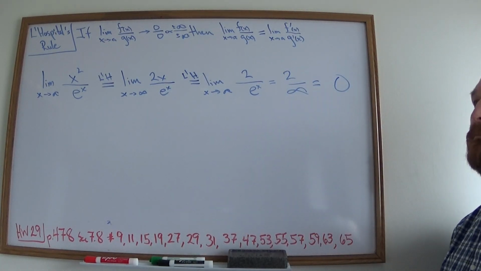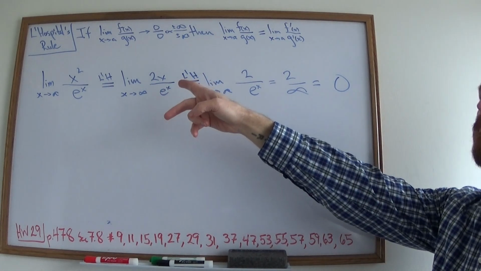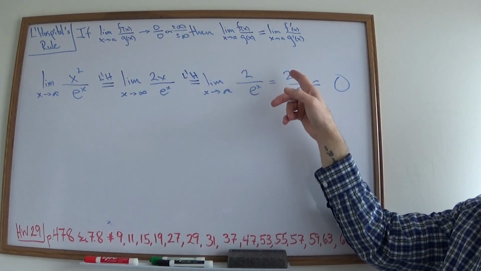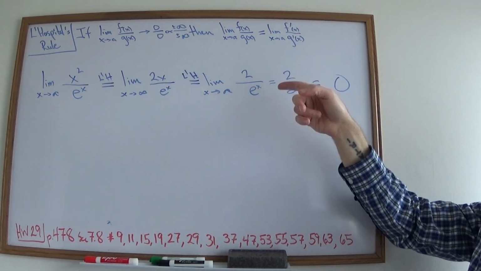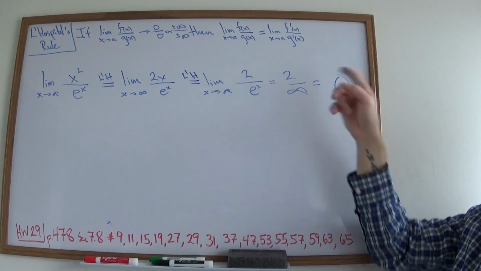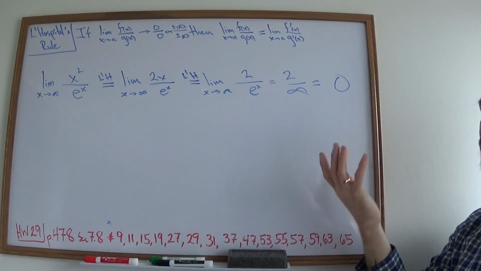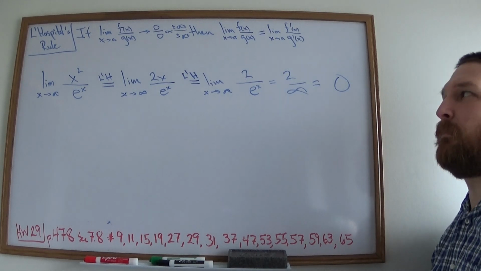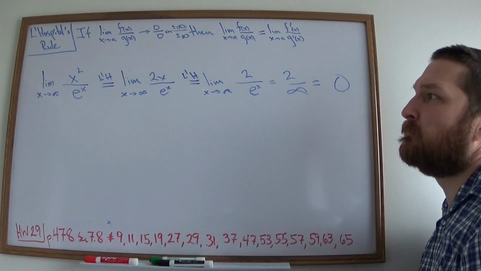There we go. If it were the other way around, we would have done the same thing, but instead it would have been infinity over 2, and we would conclude it doesn't exist, or that it blows up, it goes to infinity. Okay?